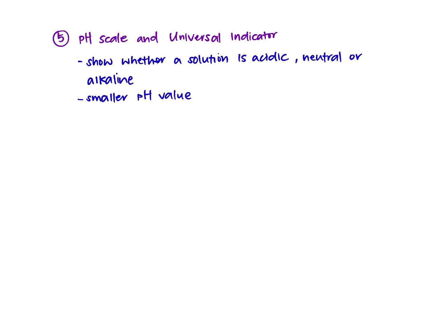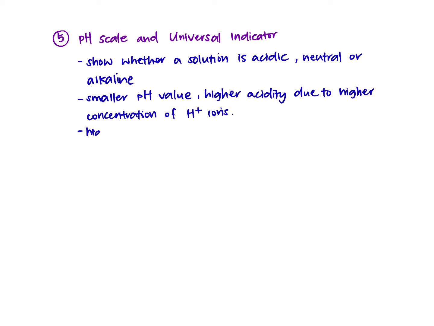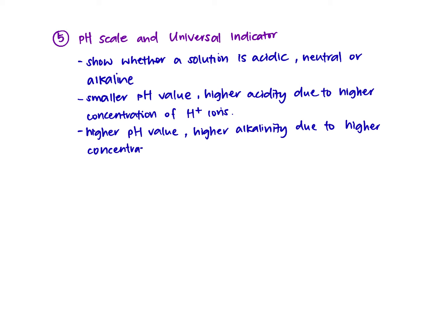So for the pH scale, if the pH value is smaller than 7, the higher the acidity due to the higher concentration of the H plus ions. Okay, this is only if it's less than pH 7. The smaller the number, the more acidic it is, the stronger the acid. For higher pH value, more than 7, the higher the alkalinity due to higher concentration of the OH minus hydroxide ions.